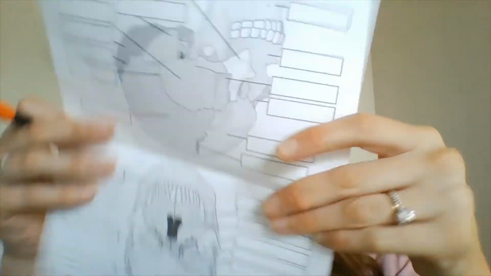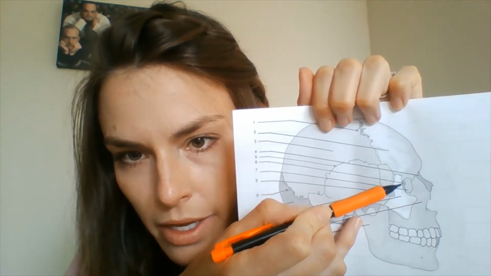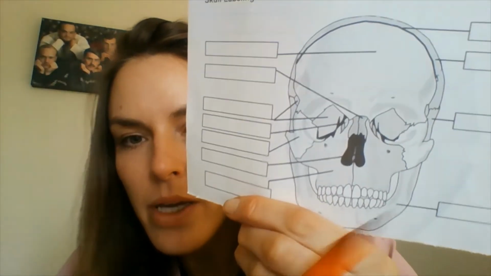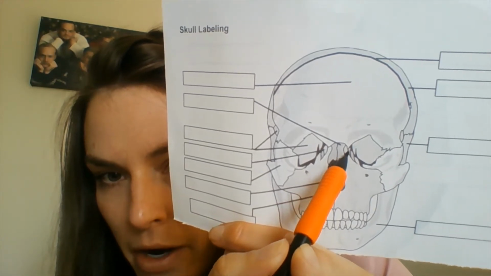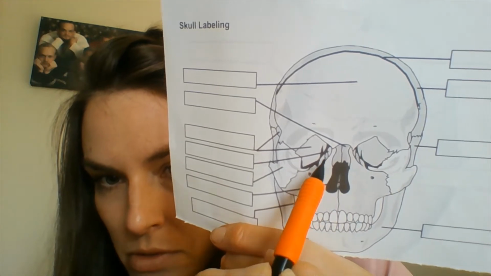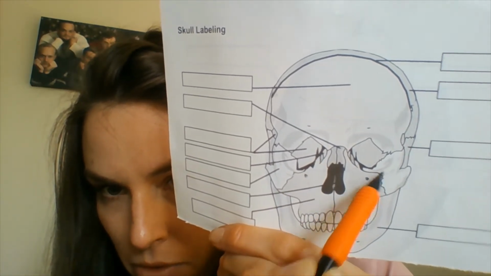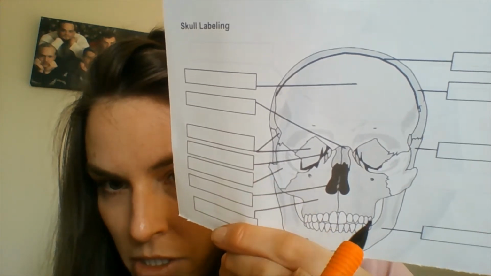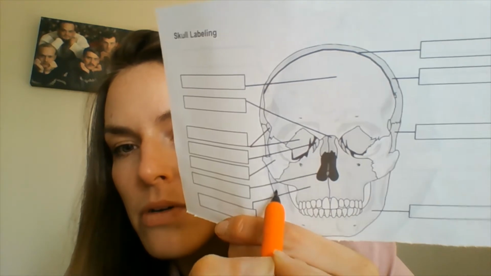Your ethmoid bone. Ethmoid bone is really hard to see on here. It's in the back of your orbital cavity. So we have our nasal bones, our lacrimal bones are the ones in the front here, and then our ethmoid bones. Then there are zygomatic bones over in our cheeks, our maxillas, and our big old mandible is your jaw down at the bottom.